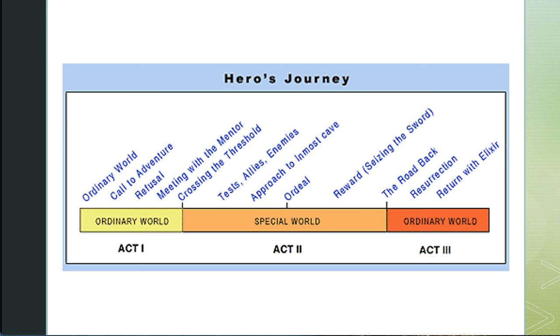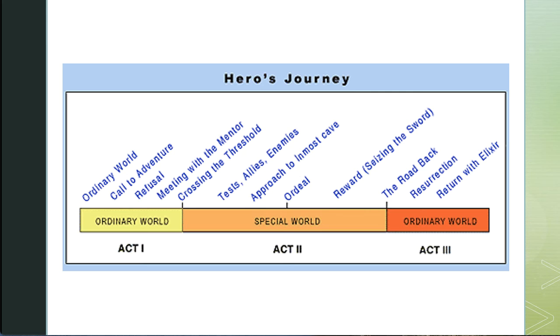In Act 2, previous types of plotting called this rising action. Vogler calls it tests, allies and enemies. This is basically where the character is tested. He figures out who his allies are and who his enemies are. If you think mythology, this is where sort of he gathers a crew to go with him, or he figures out who the bad guys are.